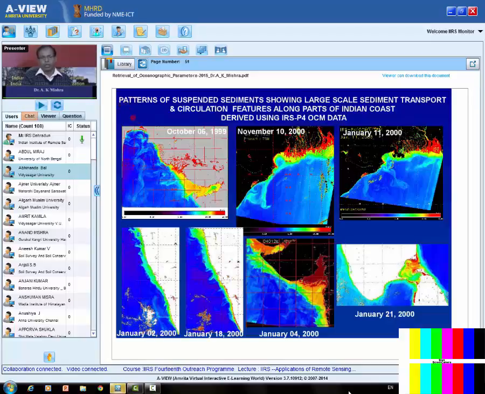So these are the patterns of suspended sediment showing large scale sediment transport and circulation features along parts of the Indian coast using the OceanSat-1 OCM data. So you can see the suspended sediment concentration is not only confined to the coastal area alone, but it has gone deep into the middle of the bay. So many instances are there.